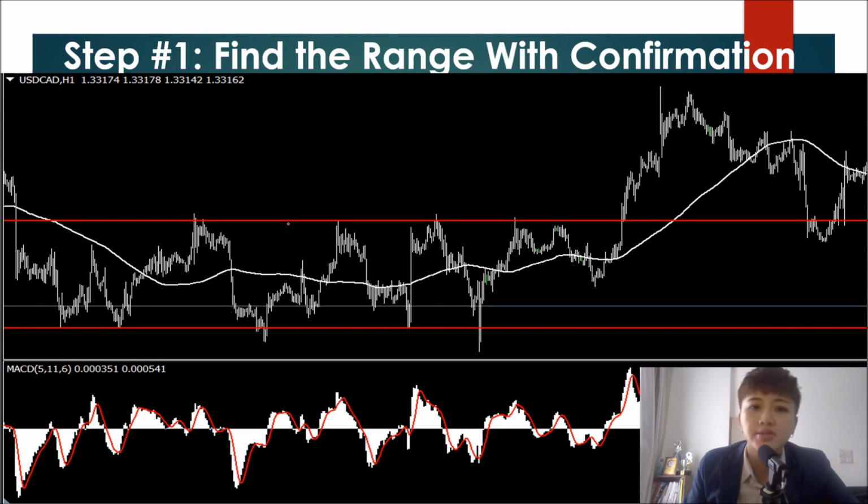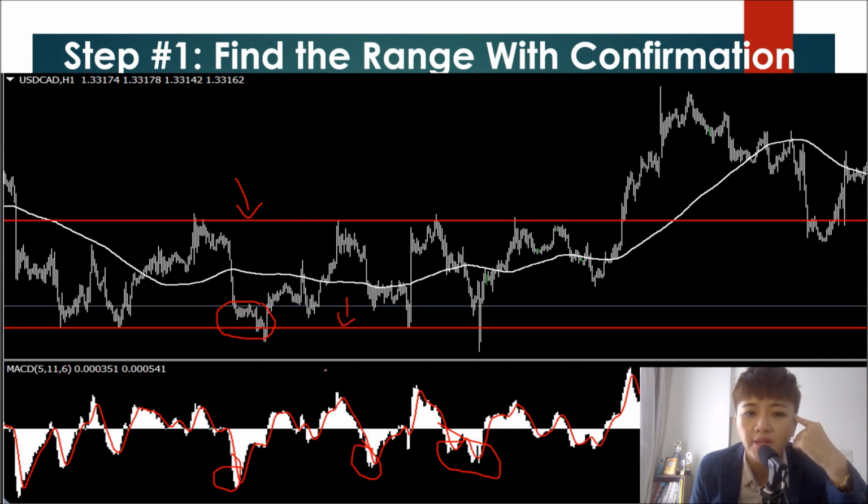Okay, first thing first, of course, common sense. You gotta find the range first, add that with confirmation. I already showed you just now how to determine whether it's a range with confirmation. You can just visually draw the horizontal line and then look at MACD if you want to. So if you know support resistance, you know that if it bounces off the third time, okay, you can say that this is a strong support.